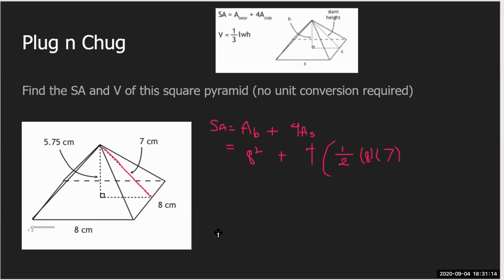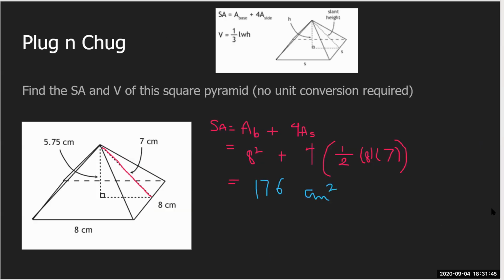and I'm going to put them into the calculator. So we're going to do 8 squared plus 4 times 1/2 of 8 times 7, which is 176. And the units, don't forget the units, are centimeters squared.